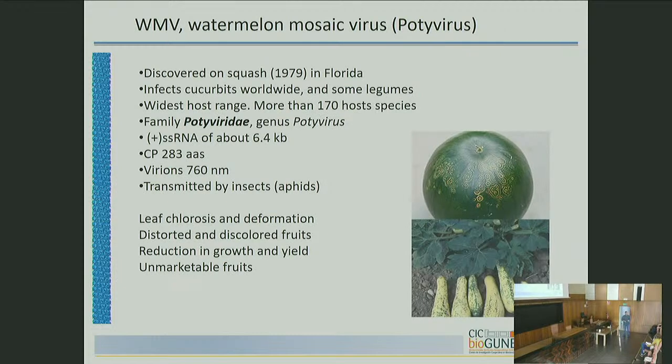So this was the Alphaflexiviridae family. We went then to the Potyviridae family. As I mentioned, there is no sequence homology between the nucleoproteins, so the approach is similar. In this case, it infects cucurbits in the Mediterranean basin.